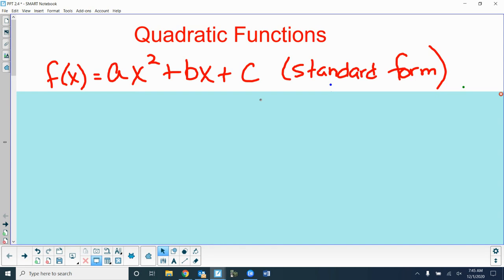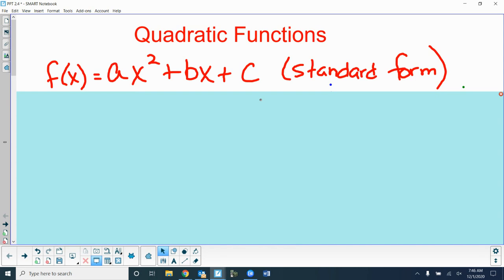Last year and in any other book that I've seen, but not the book you have, they don't call this standard form. They call it something different. I'll show you in a few minutes here what they call standard form. But this is what you were taught last year about standard form for a quadratic equation: ax squared plus bx plus c. A, b, and c are numbers. We've talked about that when we've done factoring and stuff like that, these quadratics.